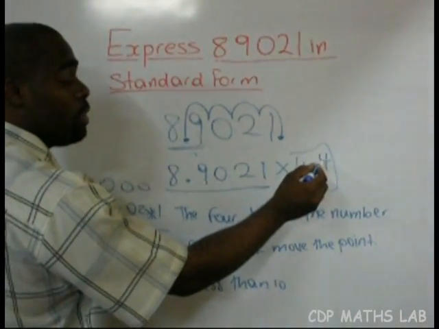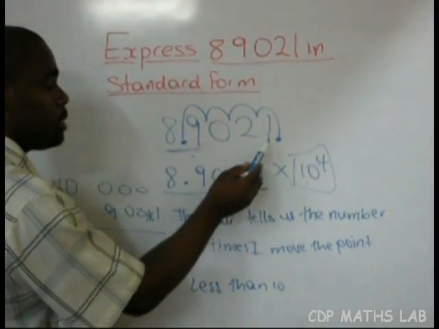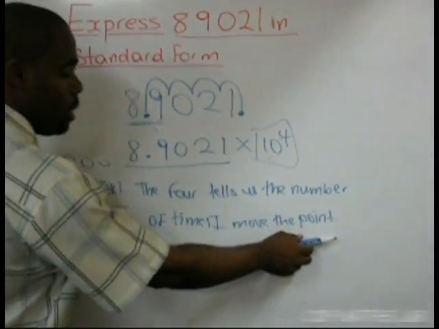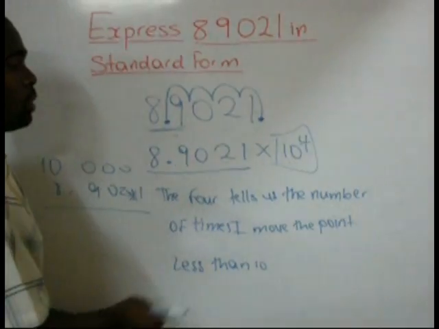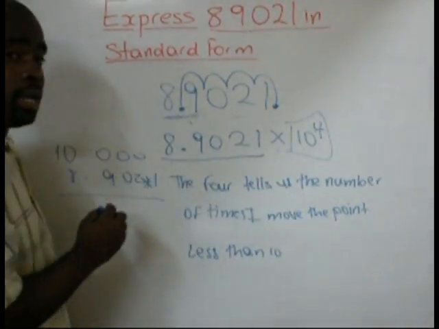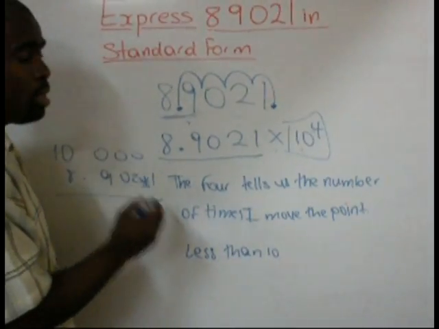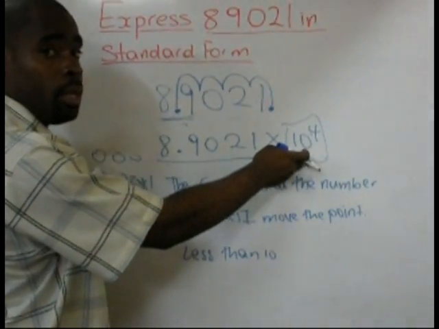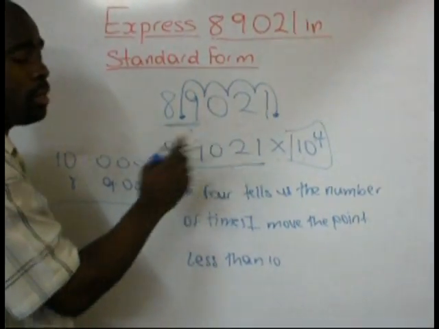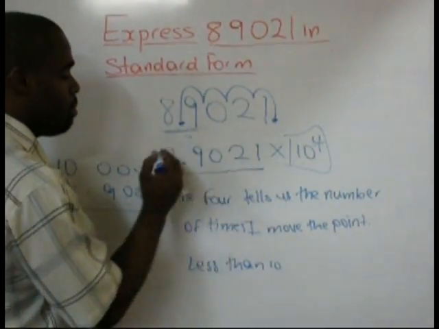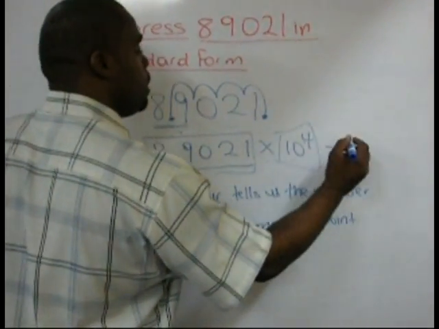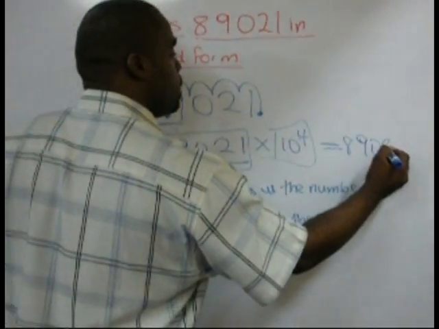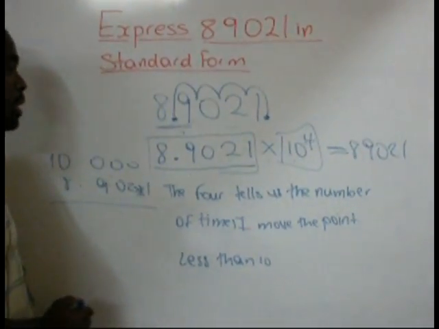Is a 10 to the power of what? 4. Now this 4 indicates the number of times I move the point. And note that this number must be less than 10. Now in standard form, we're not changing the value. We just rewrite the number using exponential in what? The base 10. Good, so if you multiply this number here by 10 to the power of 4, you should get back 89,021. That's that.